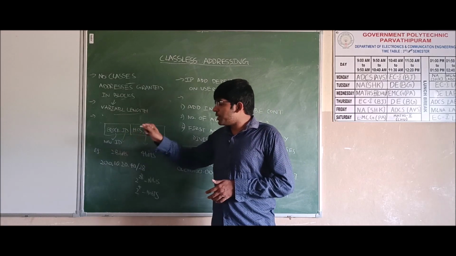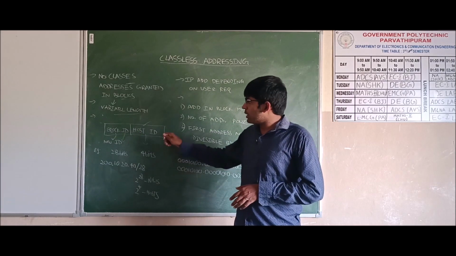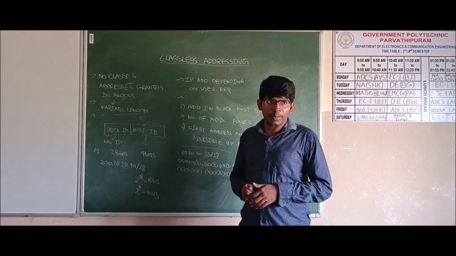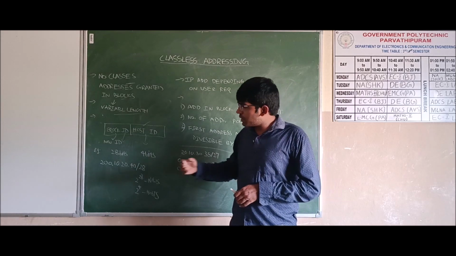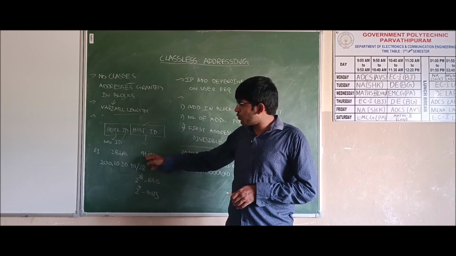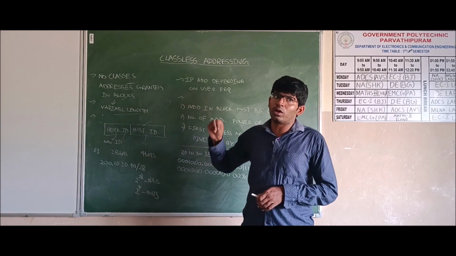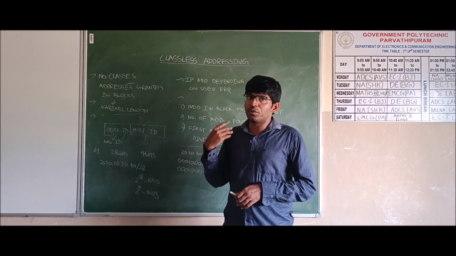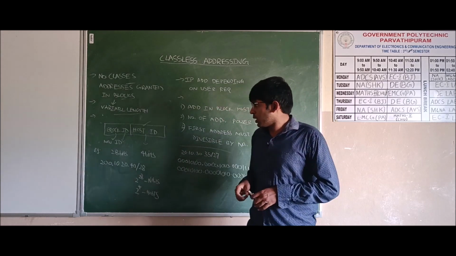For example, if 28 bits are allocated for the block size, then there are only 4 host bits. Because 28 bits have already been allocated for the block ID, we have the provision to change only these 4 bits. That many hosts we can change.